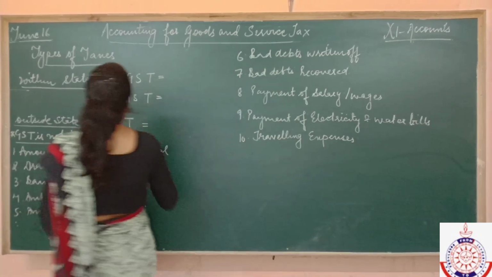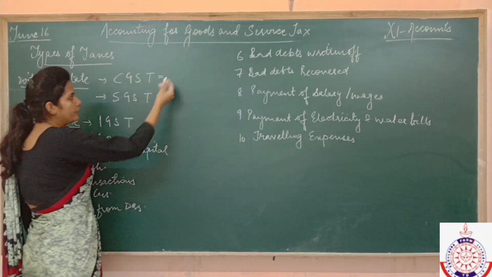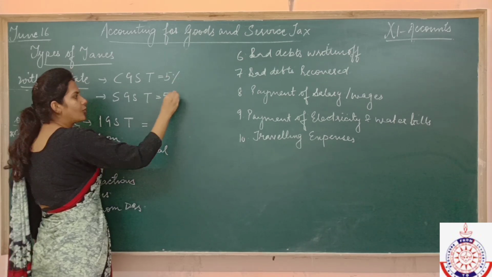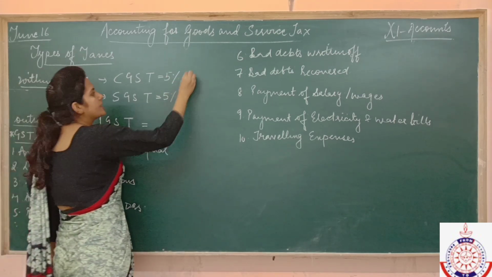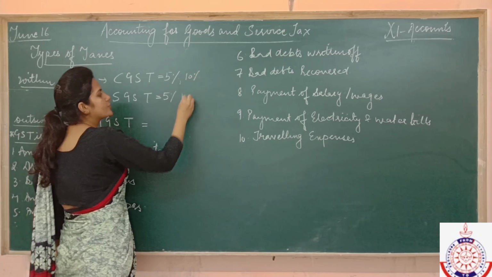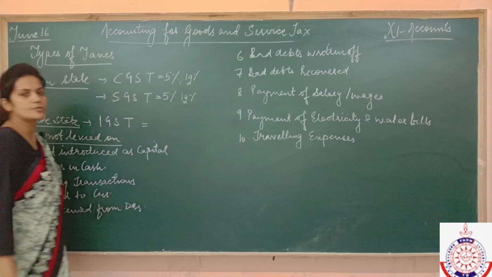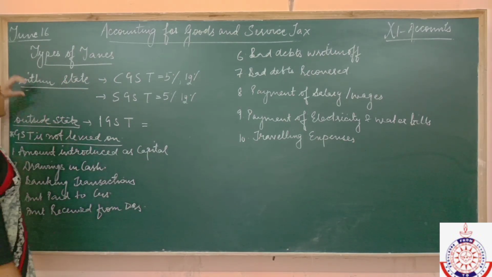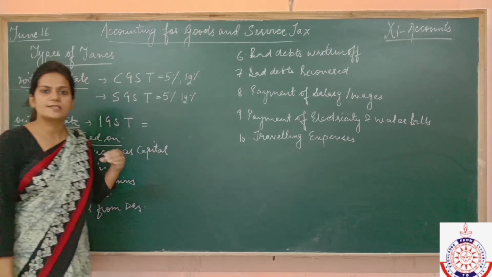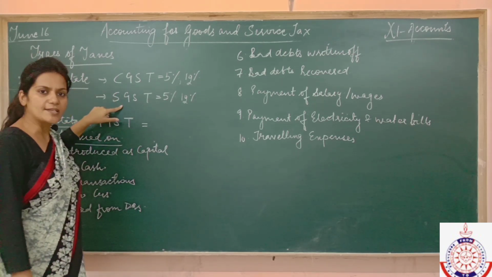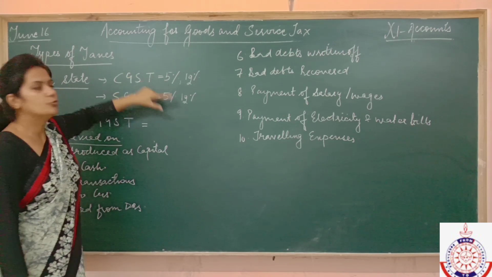So their rate is always the same. If CGST is 5%, then SGST will also be 5%. If CGST is 10%, SGST will also be 10%. If it is 12%, then SGST will also be 12%. It means that whenever you are selling goods within the state, you have to pay CGST as well as SGST, both the taxes.